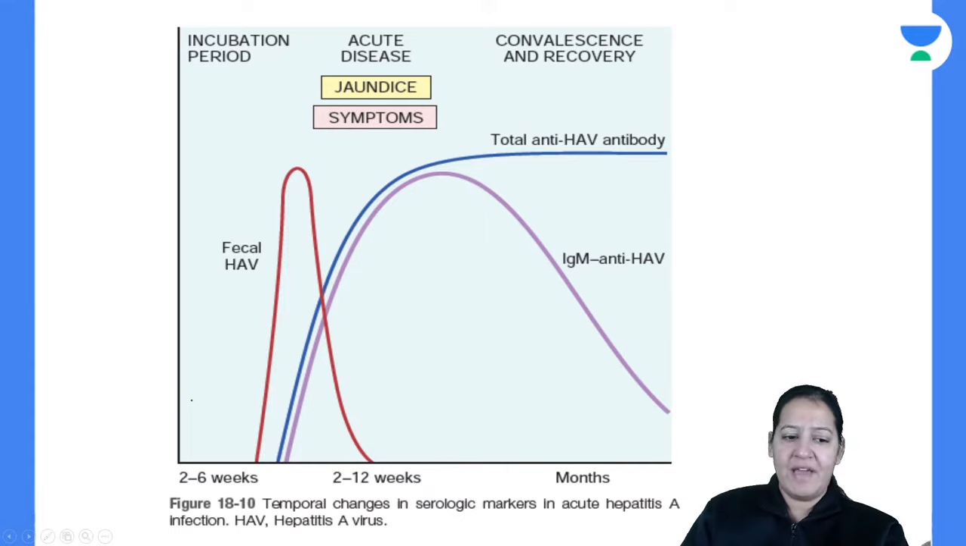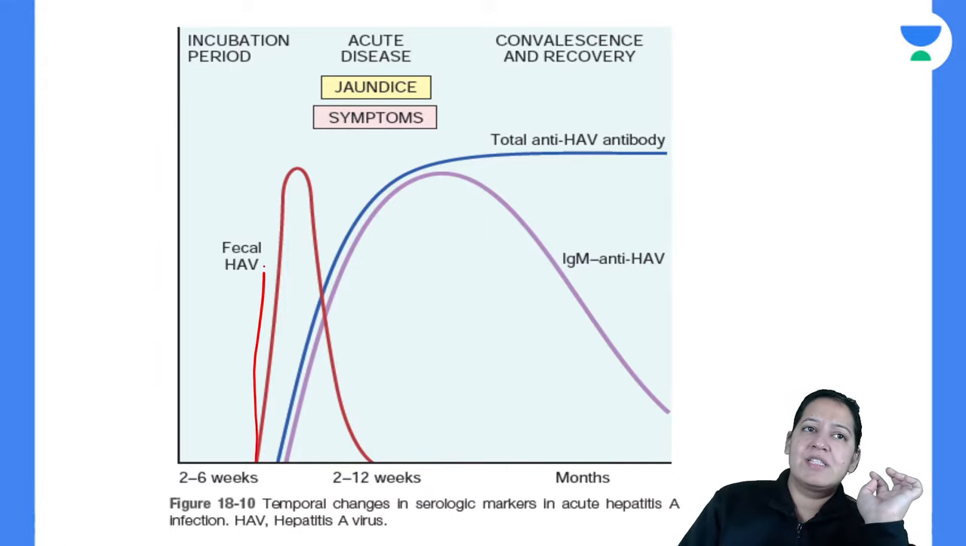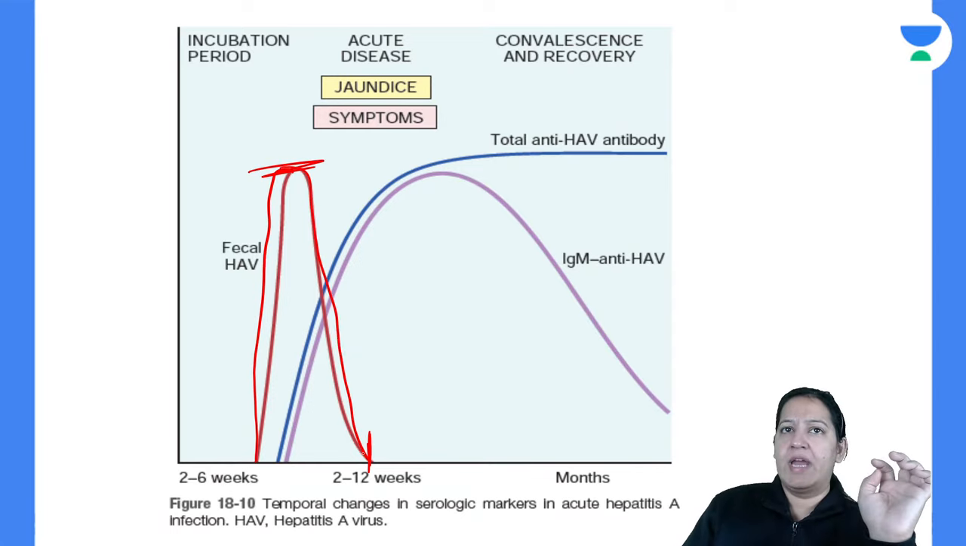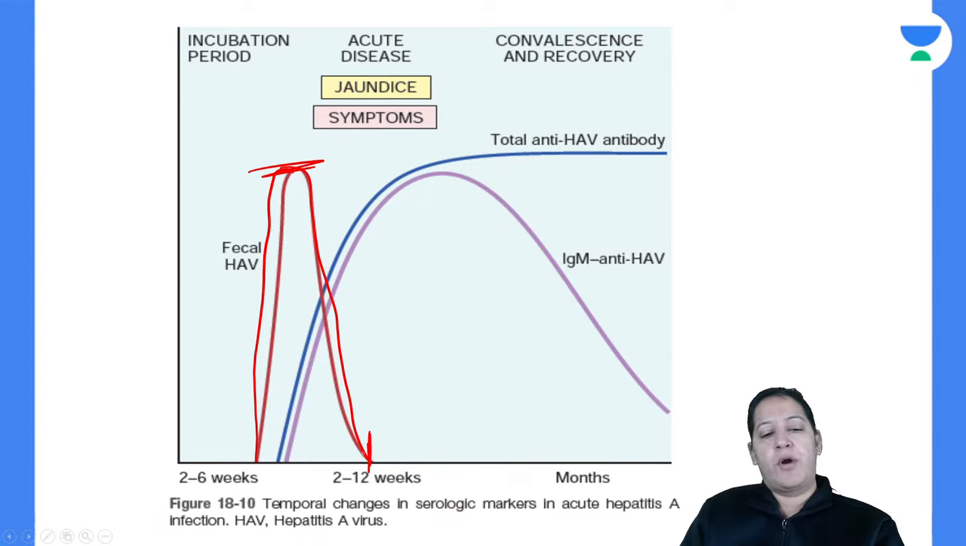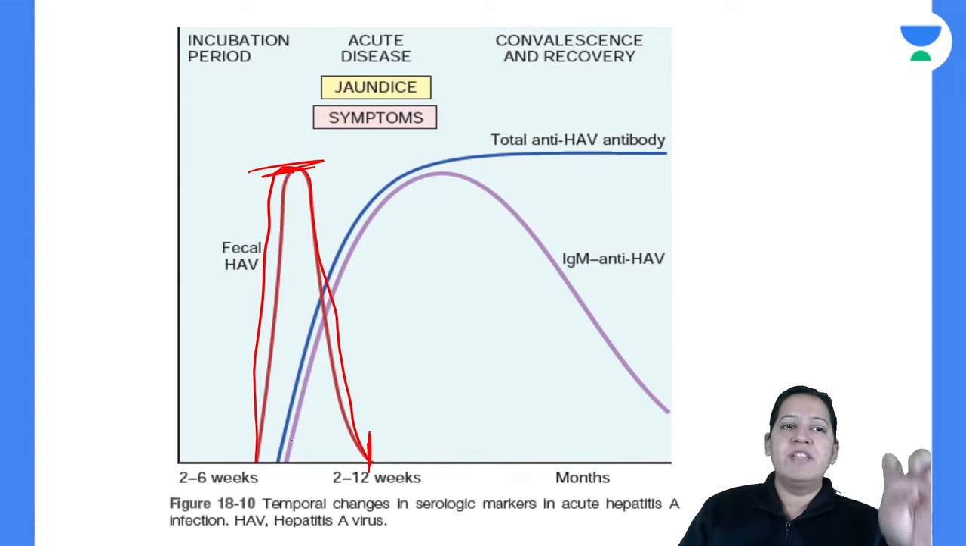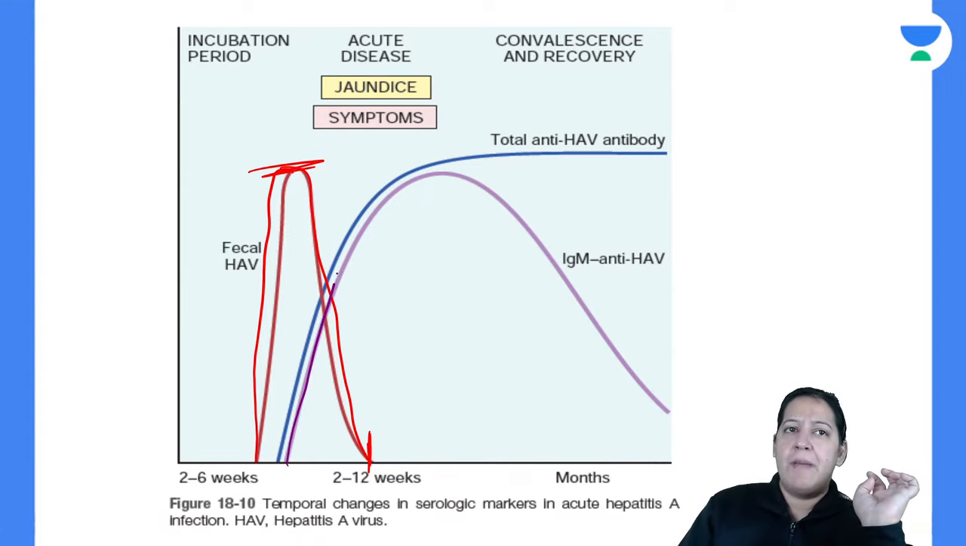You can see the best diagram here. The red color is the virus. You can see this is the virus. The virus is coming, becoming peak, and then going down, becoming zero again. And you can see the two types of antibodies. Can you see purple and blue color? With the purple color, you can see IgM. It is coming, becoming peak, and again down.